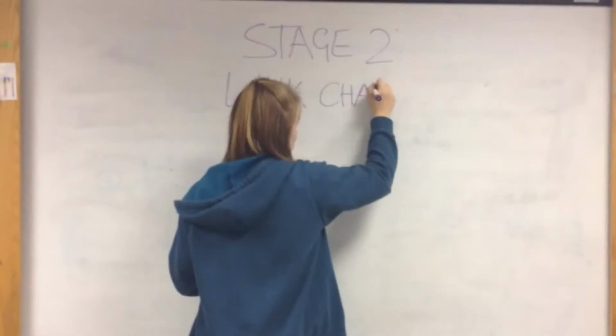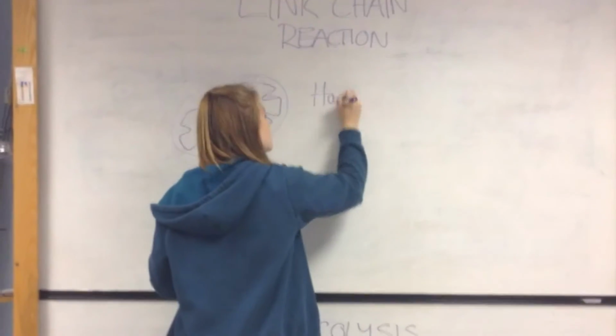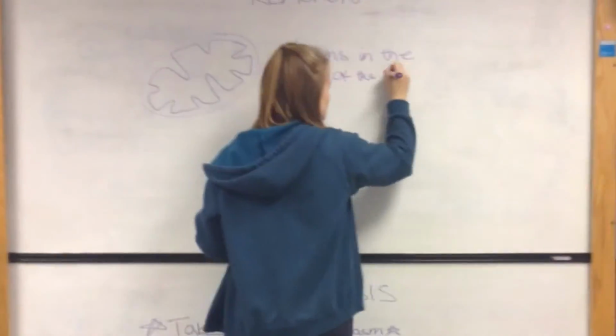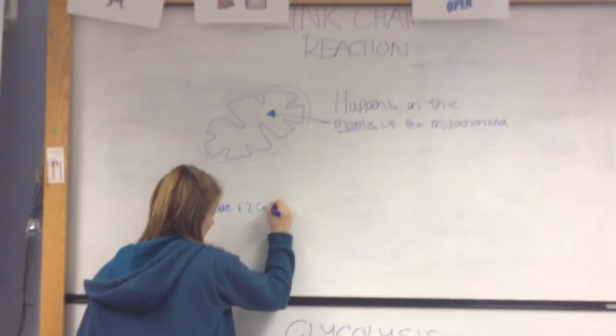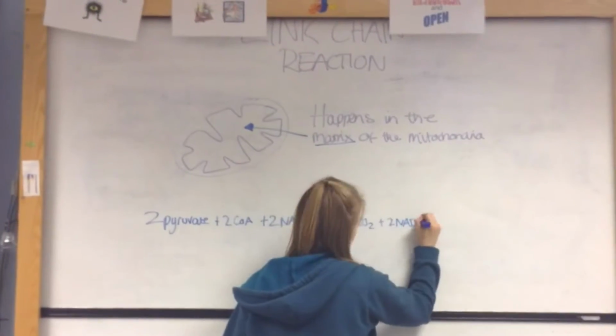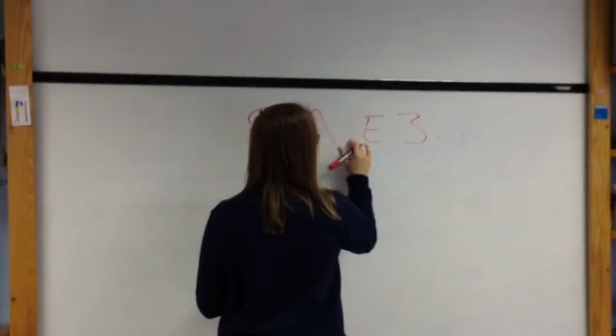The second stage is the link reaction. An oxidation reaction reduces NAD to NADH2. There are 2 pyruvates because 2 are produced from every molecule of glucose. The 3 carbon pyruvates become 2 carbon molecules called acetyl-CoA by a decarboxylation reaction. The acetyl-CoA is fed into the Krebs cycle.